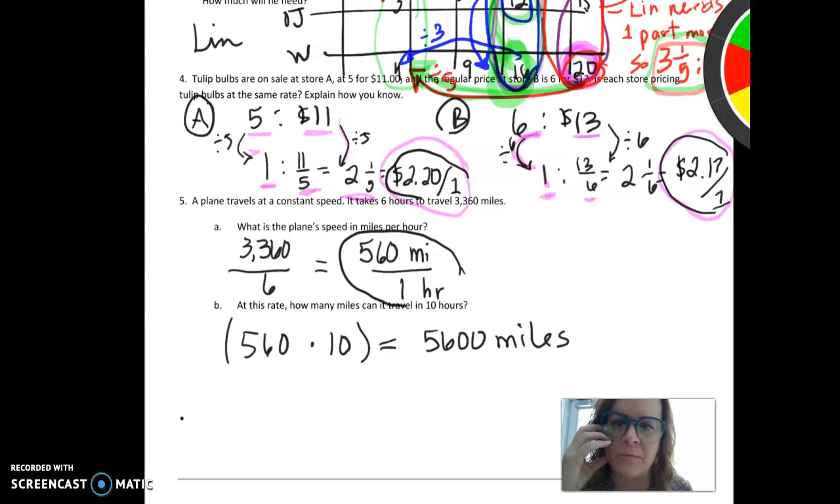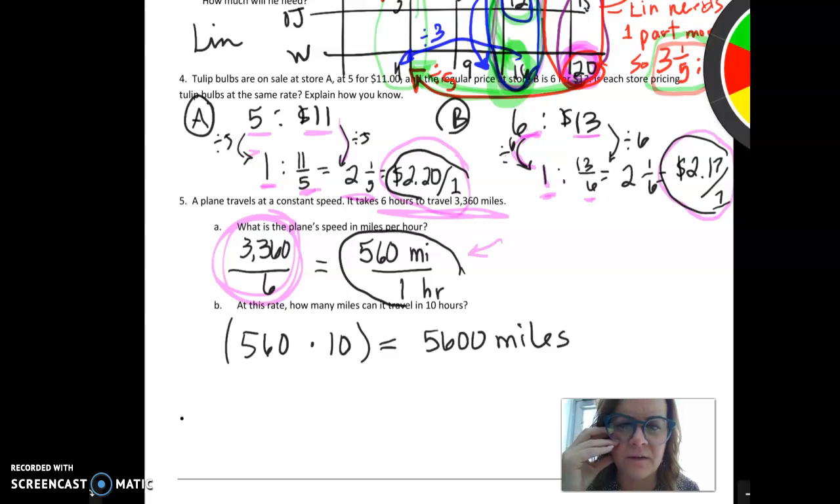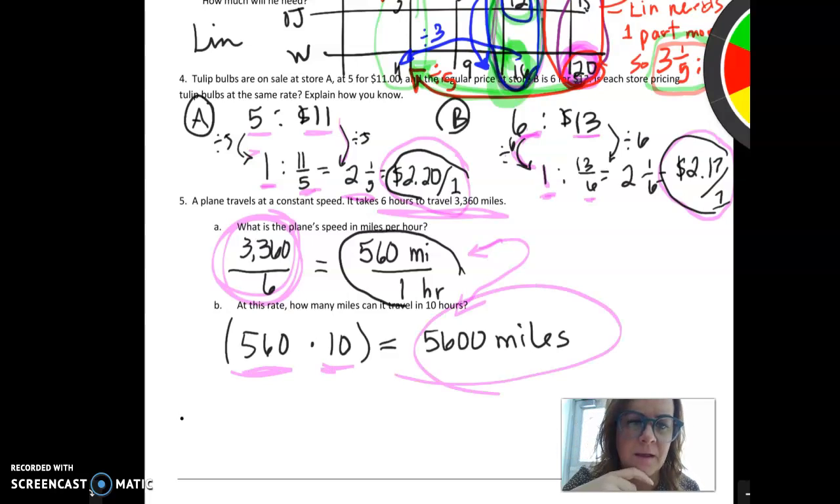The last one is a plane problem. We have a plane traveling for 6 hours, and it travels 3,360 miles in that 6 hours. So this is our rate. Let's turn that into a unit rate to get our miles per hour, and we're just going to divide 3,360 divided by 6, and we get 560 miles per 1 hour. We can use that rate then to figure out any distance given a length of time. Our length of time that we're given here is 10 hours, so we're just going to do 560 times 10 and get 5,600 miles.